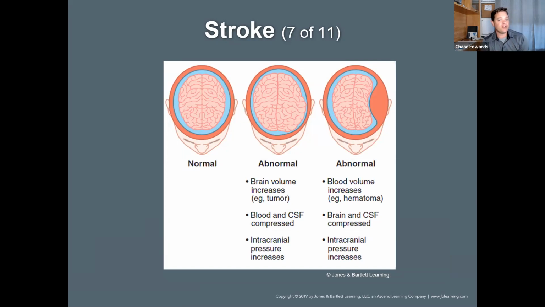All right, so this figure is going to show normal and abnormal intracranial pressure.